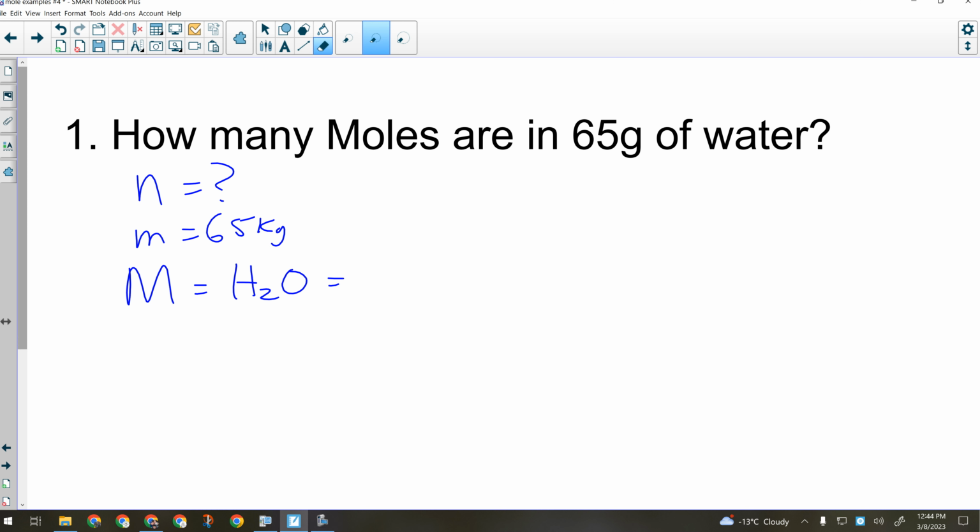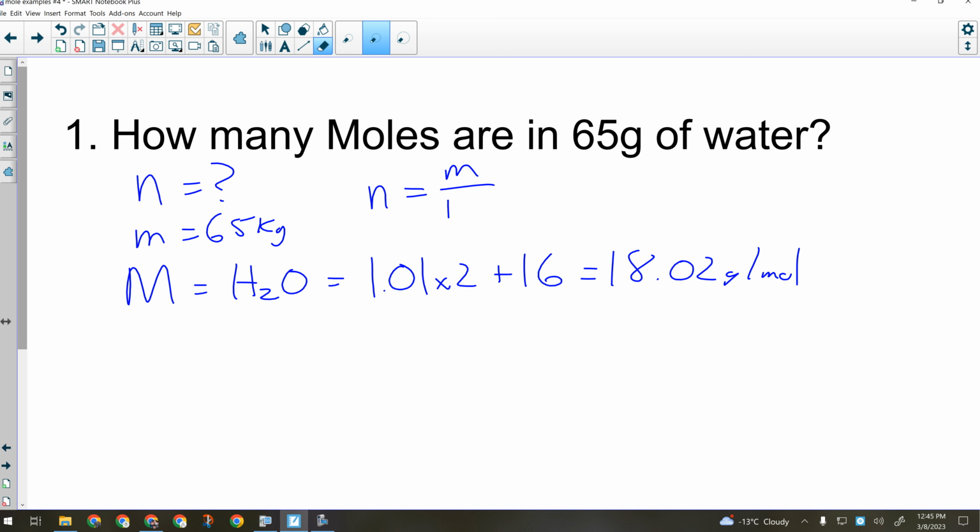Okay? So to get the molar mass of H2O, I'm going to take the mass of hydrogen, multiply it by 2 because there are 2 of them, add 1 oxygen, and get 18.02 grams per mole for the molar mass of water. Now I want to calculate N. So N equals little m over big M. I know both of those numbers, so I just need to plug them in. No manipulation is necessary. Okay, 65 grams divided by 18.02 grams per mole.